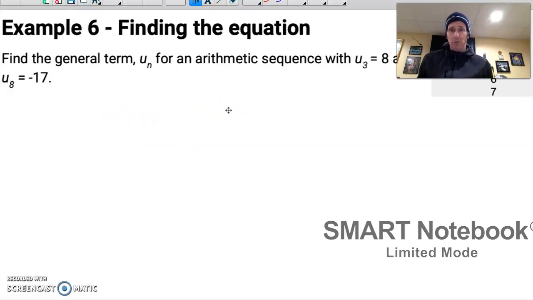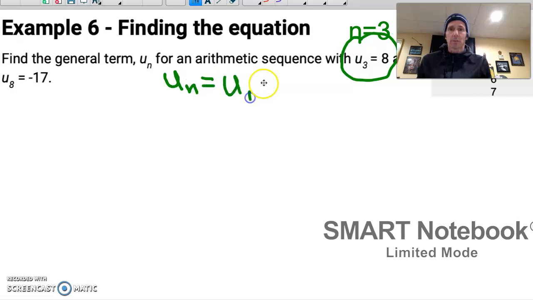Finding the general term for an arithmetic sequence. There's probably a couple ways to do this. I'm going to show you using a system of equations to begin with, and then we can play around with this as we go. But what I'm telling you right now is that the third term is 8, which means for this particular value, n is equal to 3. And so I can write an equation for that. Again, I'm just going to jot down the generic equation here.